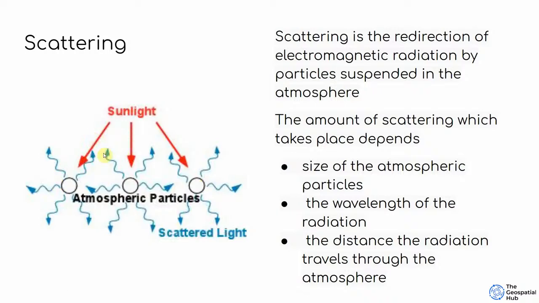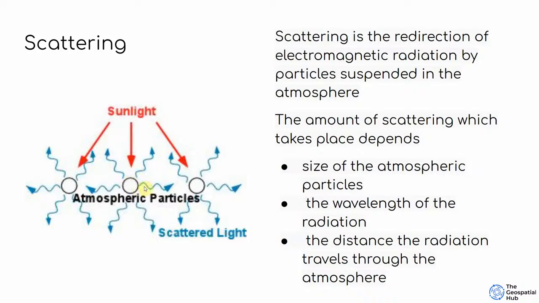The amount of scattering that occurs depends on three different items. The first one is the size of these particles, like how big is the particle. Now the wavelength of the incoming radiation, the scattering depends on that as well. And finally, the scattering also depends on the distance the radiation travels through the atmosphere, like the distance it travels before it hits this particle.